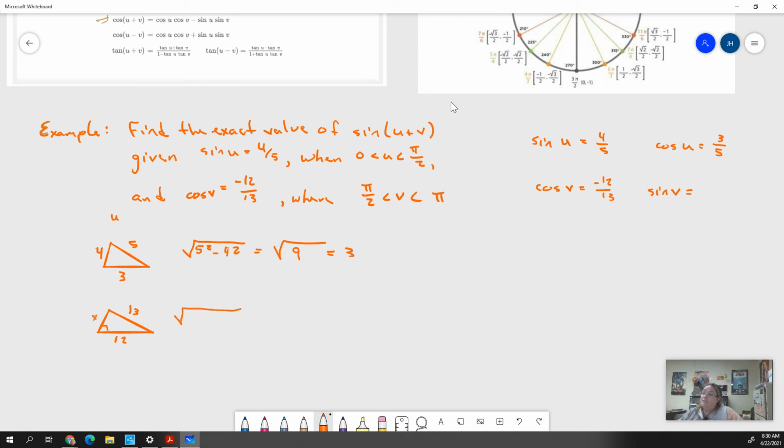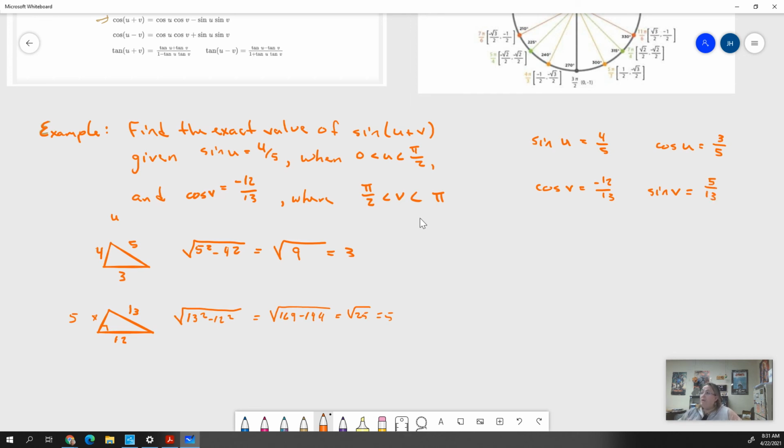So we're going to do the same thing. We're going to take our hypotenuse, 13 squared minus 12 squared, and we are going to get 169 minus 144. And when we subtract those, we get the square root of 25, which is just 5. And once we have this information, this whole thing becomes pretty easy. So now we have, for sine, 5 over 13.